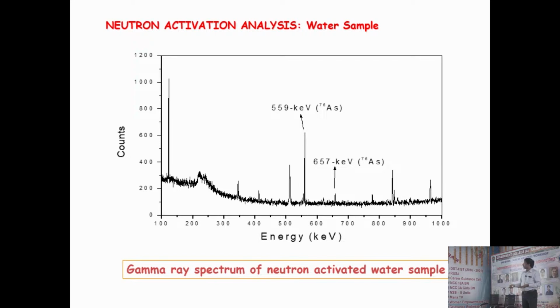For the total arsenic concentration determination, just take the arsenic sample and go for irradiation. You will get arsenic 75 to arsenic 76, and it will emit one beta followed by one gamma, that is 559 keV.